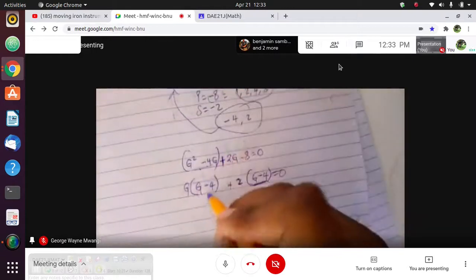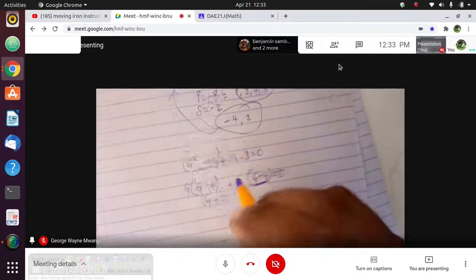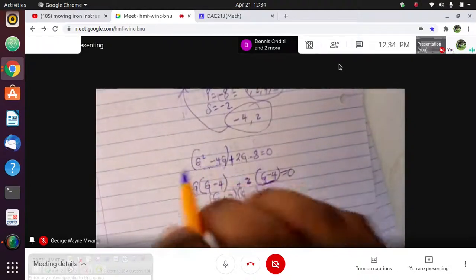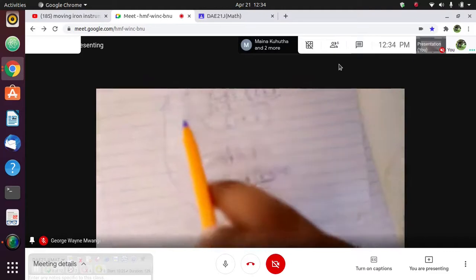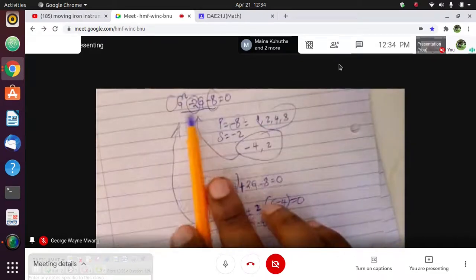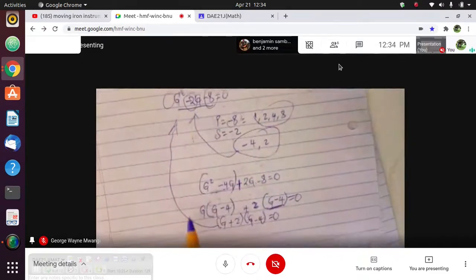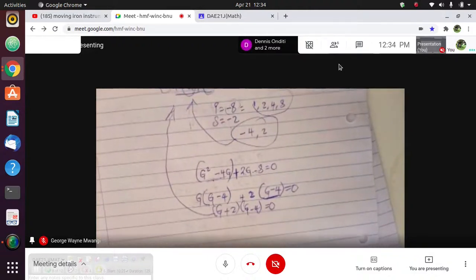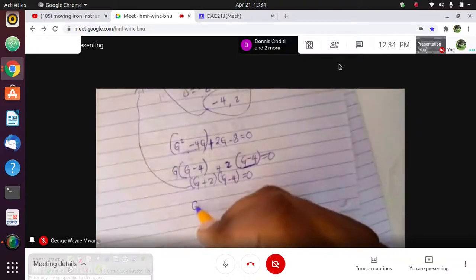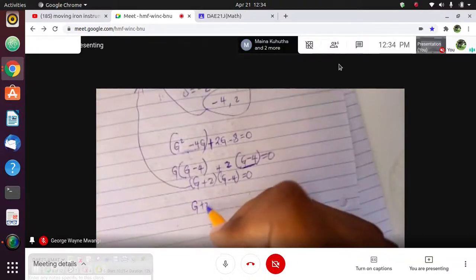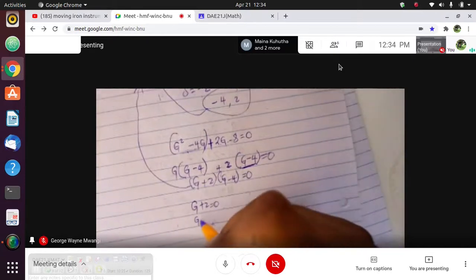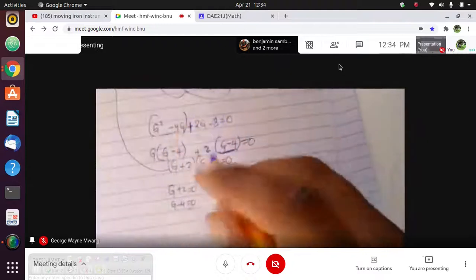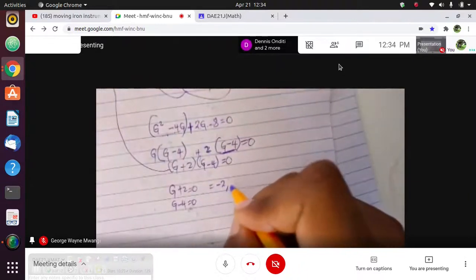Now what we are left with is g plus 2 times g minus 4 is equal to 0. We have factorized our quadratic equation, g squared minus 2g minus 8. Therefore g plus 2 is equal to 0, and g minus 4 is equal to 0. The solutions of our quadratic equation are minus 2 and 4.